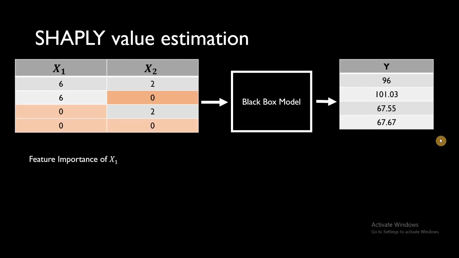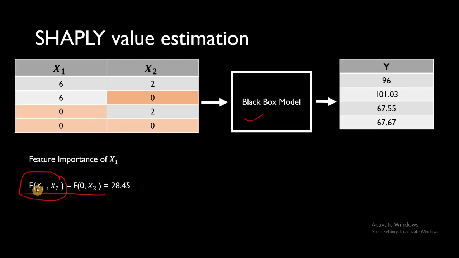First, we'll calculate the feature importance of x1, or the Shapley value of x1. For that, I'll get the output of the black box model when both the features are intact. Here F represents this black box model. When both the features are present, I subtract the output from when the first feature is not present. This will give me an overall idea of how much the first feature means to me.